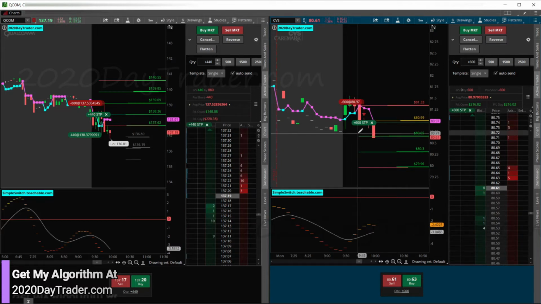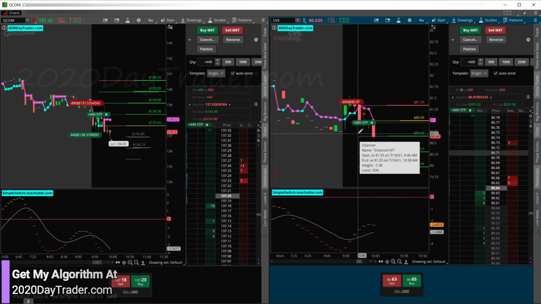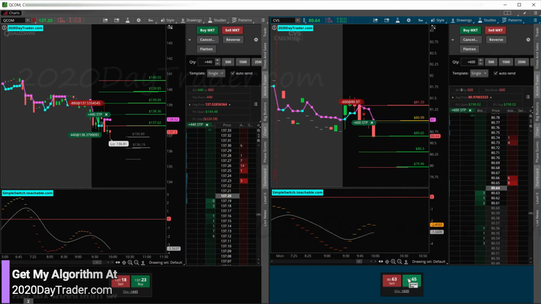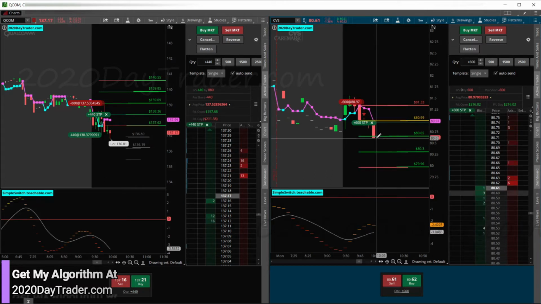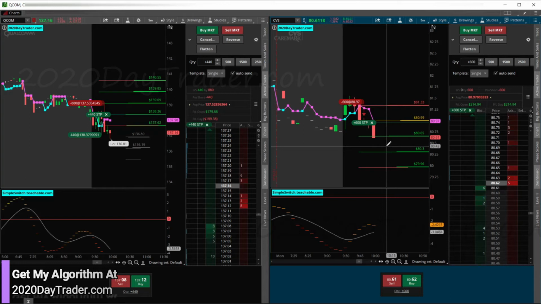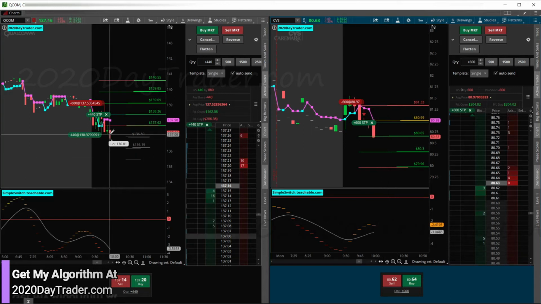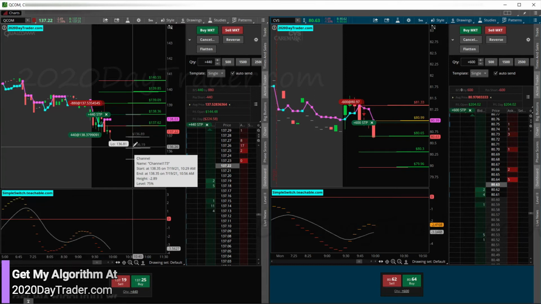Okay, 63. Once it gets to 62, I'll move it to 65. Got to give it a little bit of breathing room so that it can fluctuate between the bid or just breathe up and down a little. We got about a minute for this candle to close, so we'll see if it leaves a tail. QCOM, come on, QCOM, let's go.